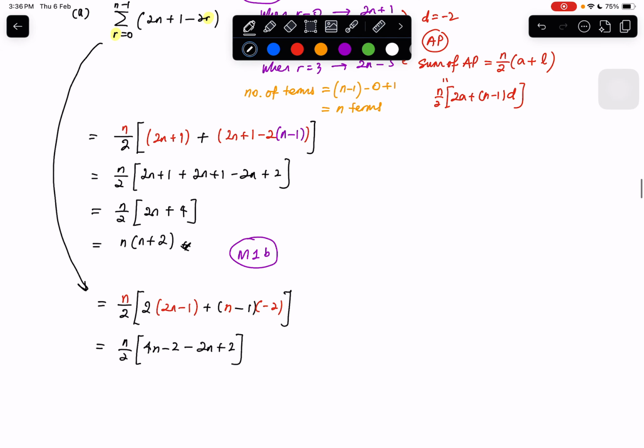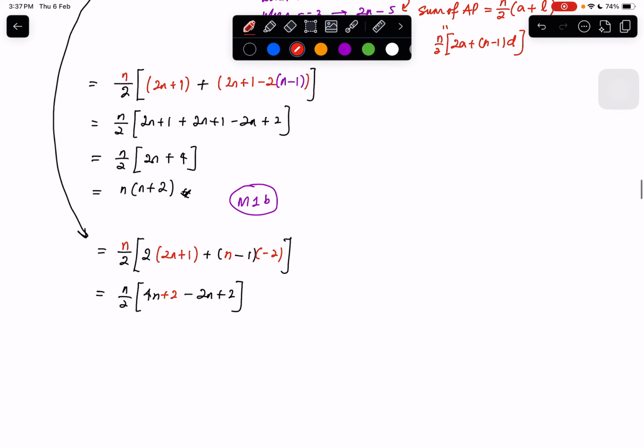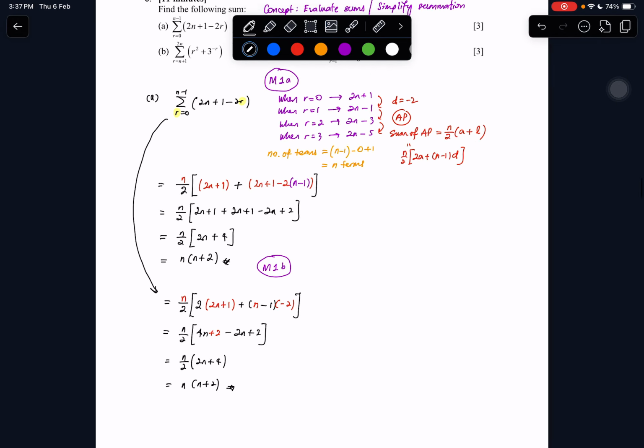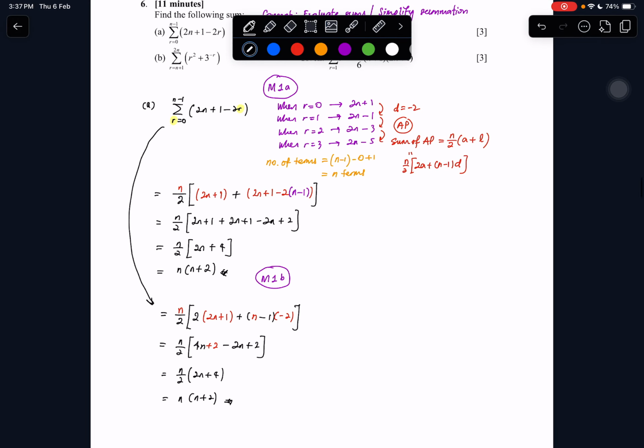2n plus 1, sorry. So the first one is 2n plus 1. This one over here is 4n plus 2. Okay, so here n over 2, I have 2n plus 4. In the same way, this is n plus 2, n times n plus 2. So you can see that both methods give equivalent results.